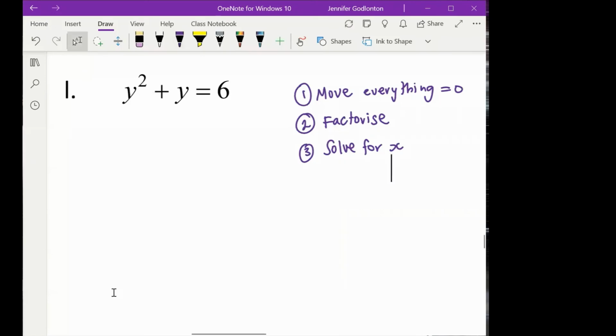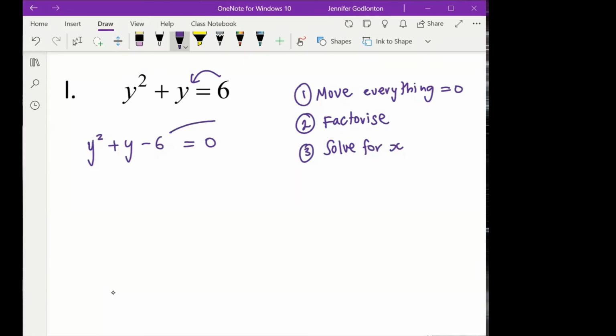Okay, Mike, talk us through. What am I going to do? What's the first thing I'm going to do? Okay, ma'am. So you take the 6 to the left-hand side and it becomes -6. Excellent. Okay, next step. Then you write y as a difference. So it's going to be 3y minus 2y.